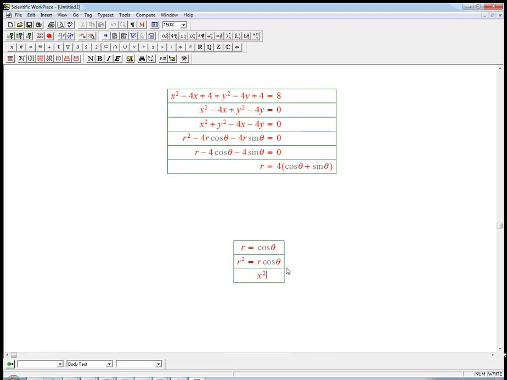Now r squared is x squared plus y squared. That's one of our basic rules. And r cosine theta is equal to x. In a sense, we're done here, but let me show you something that we really need to be able to do, and that's completing the square. This, I claim, is a circle again.